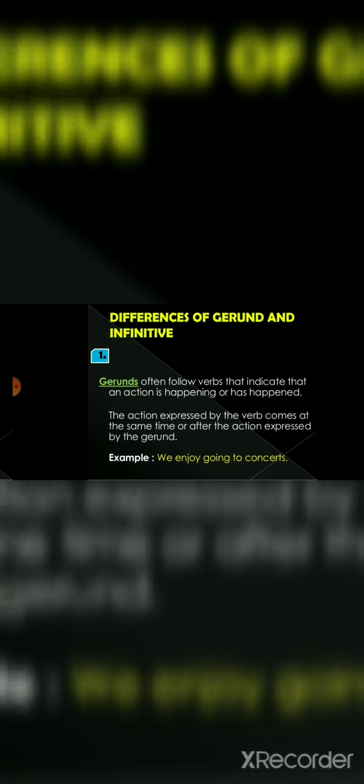Differences of gerund and infinitive. Very important to understand. Gerunds often follow verbs that indicate that an action is happening or has happened. Some progression they show or something has happened. The action expressed by the verb comes at the same time or after the action expressed by the gerund. We enjoy going to concerts. Sometimes it happened already or is happening. In this way, gerunds are used.